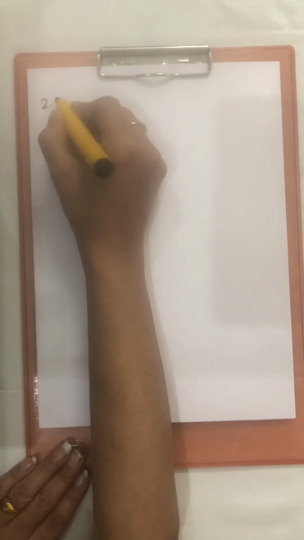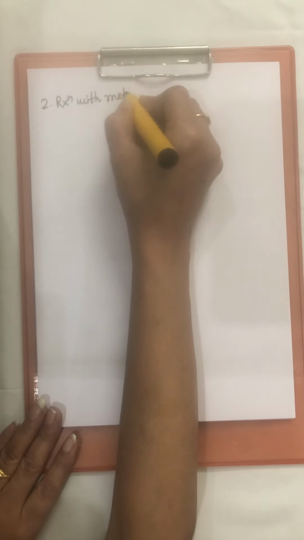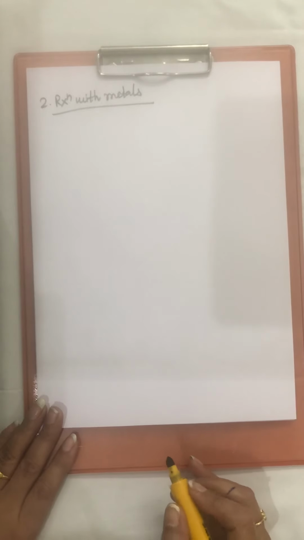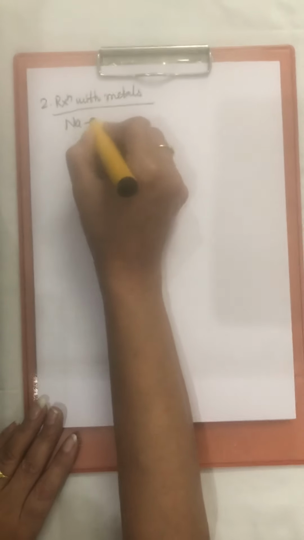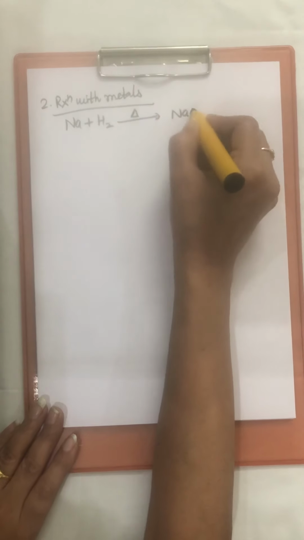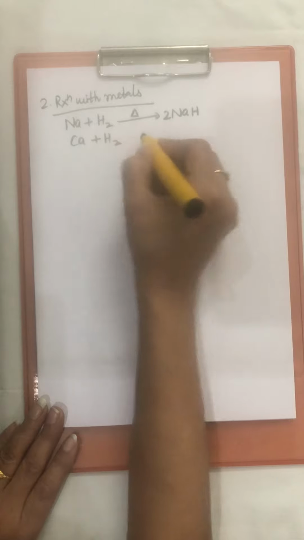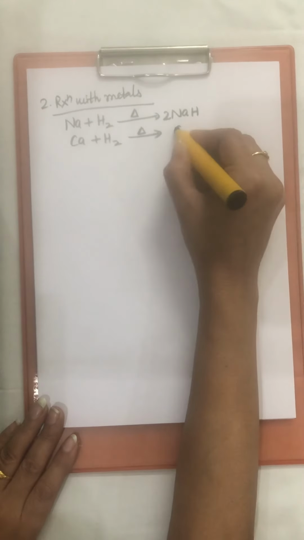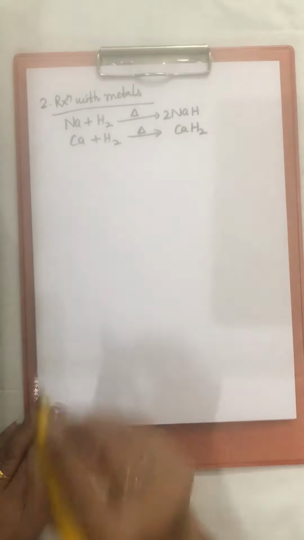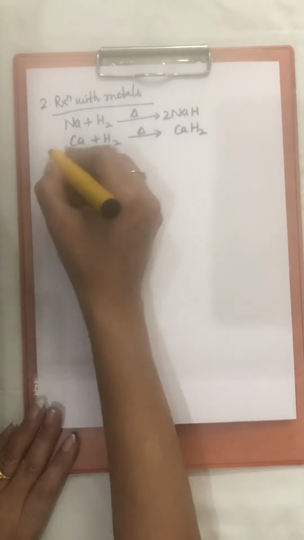Moving on to the second chemical property of hydrogen, reaction with metals. Hydrogen also reacts with the metals and forms metal hydrides. Like it reacts with sodium on heating and forms sodium hydride. It reacts with calcium on heating and forms calcium hydride, CaH2. So hydrogen reacts with metals as well as with the non-metals.